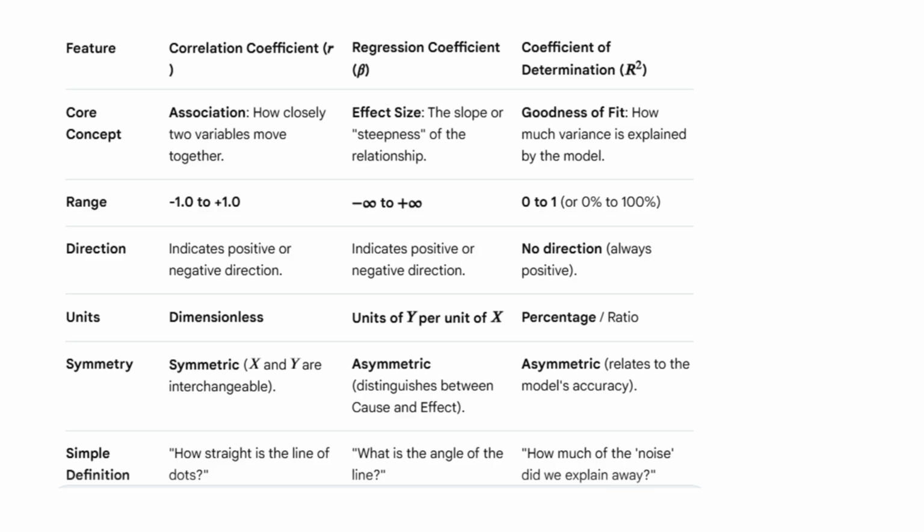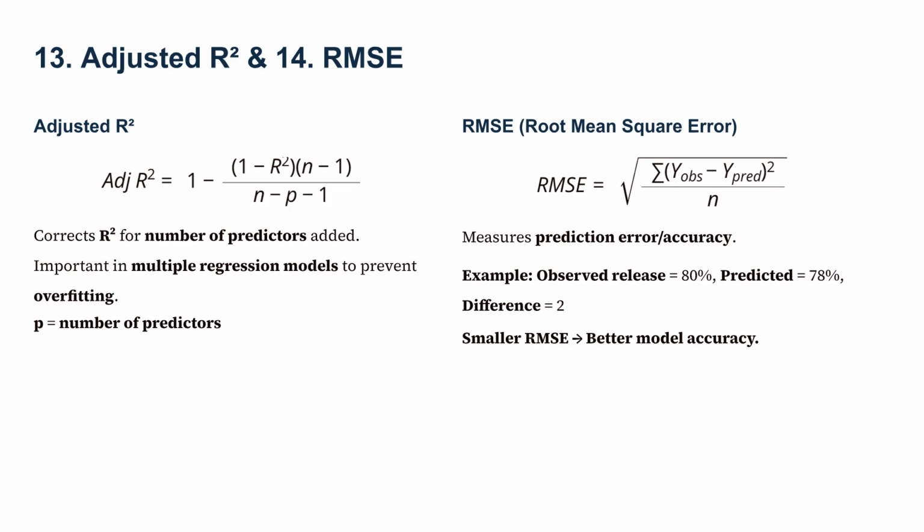To better understand our data models, this table breaks down the key differences between 3 essential statistical tools: correlation, regression, and the coefficient of determination. While the correlation coefficient tells us how closely two variables move together, this chart shows how regression measures the size of that effect, and R-squared measures the overall accuracy of the model.